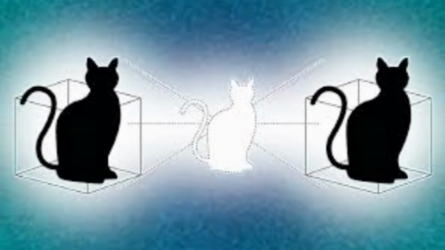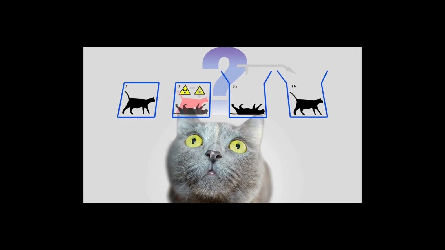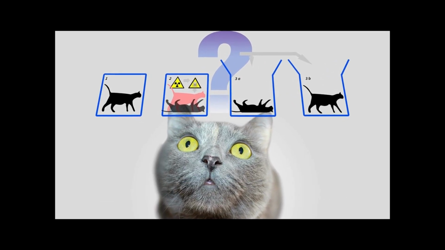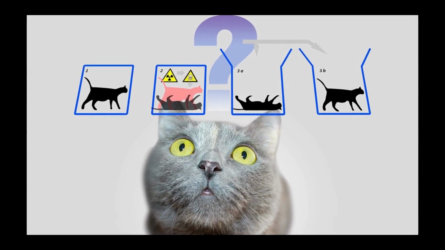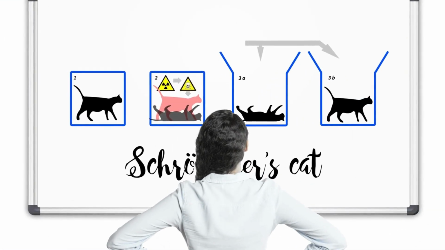Imagine there's a closed box, and inside it, there's a cat. Now here's where things get strange. According to quantum physics, the cat is both alive and dead at the same time. Not one or the other, but both. This happens because at the quantum level, particles can exist in multiple states at once.